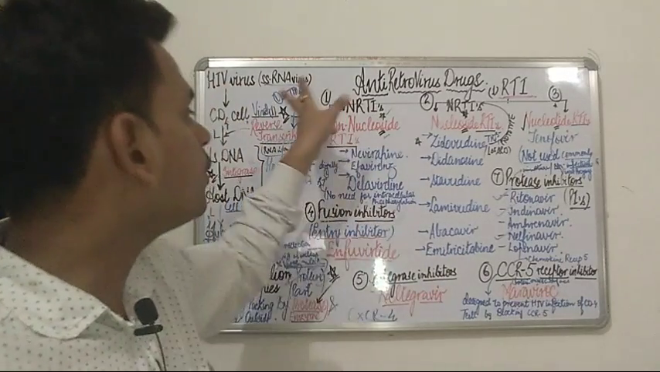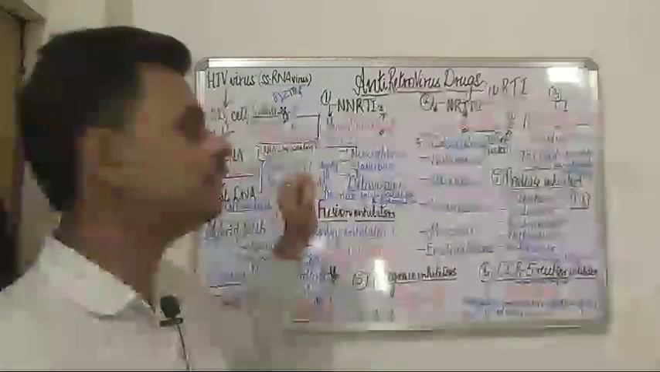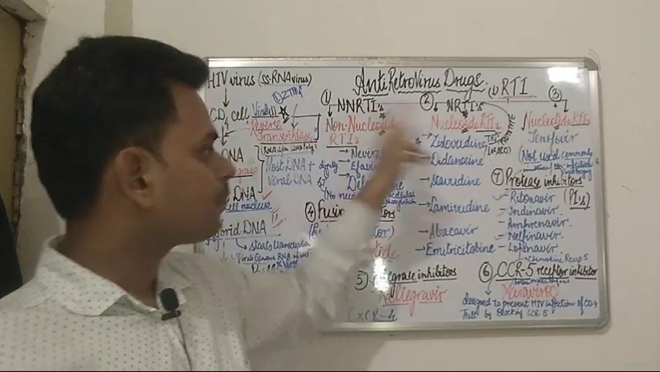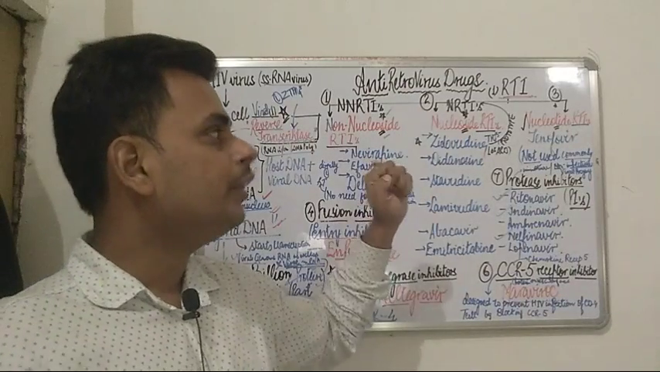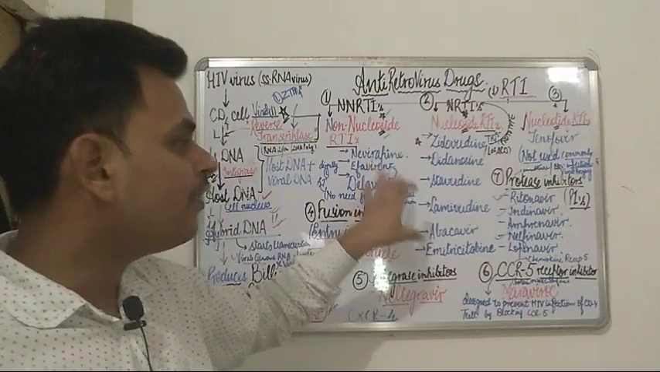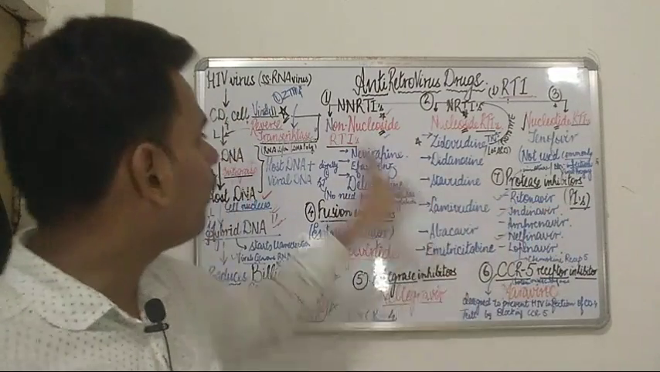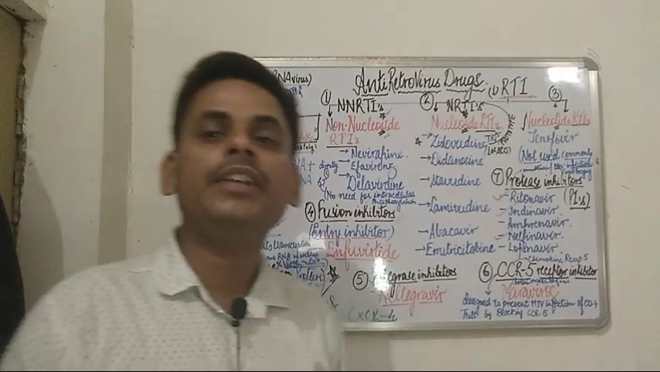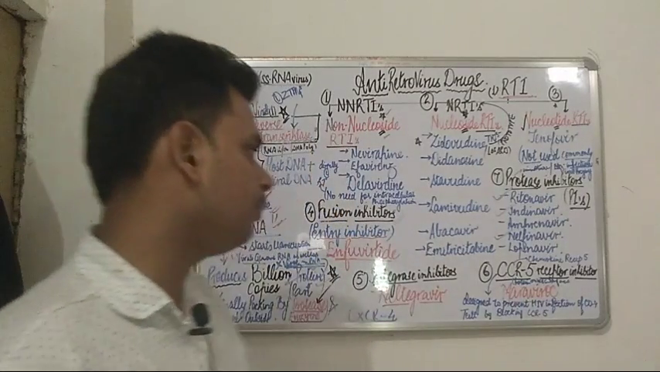They directly bind to the viral reverse transcriptase enzyme, obviously at a different locus, in contrast to the nucleoside reverse transcriptase inhibitors. So they have a different locus of action where they inhibit the viral reverse transcriptase enzyme without the need for the cytoplasmic phosphorylation process.